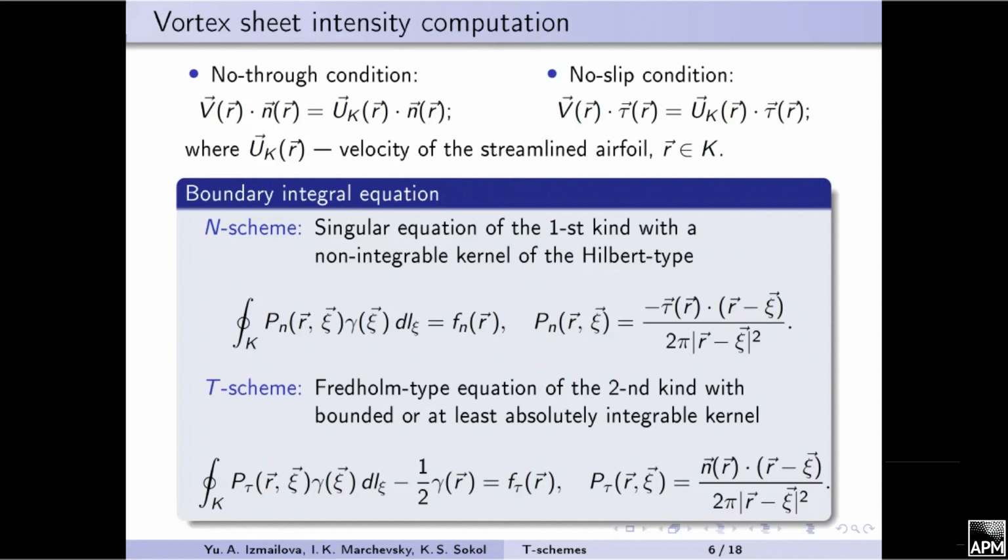By projecting the integral equation onto the tangent unit vector, we satisfy the no-slip condition. This approach is called the T-scheme and leads to a Fredholm type equation of the second kind with a bounded or at least absolutely integrable kernel.